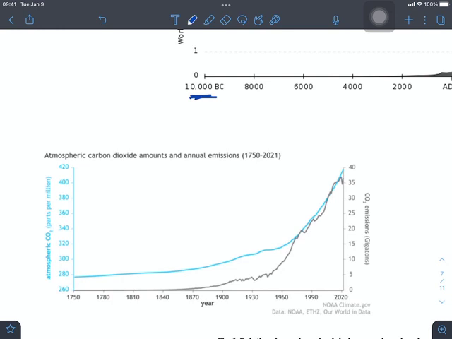So this graph here shows the amount of CO2 emissions and the amount of atmospheric CO2, meaning how much more CO2 is in the air. Even if it's a small fraction, we've close to doubled that fraction since the late 1800s, when our industrial revolution and fossil fuel mining began on a larger scale.